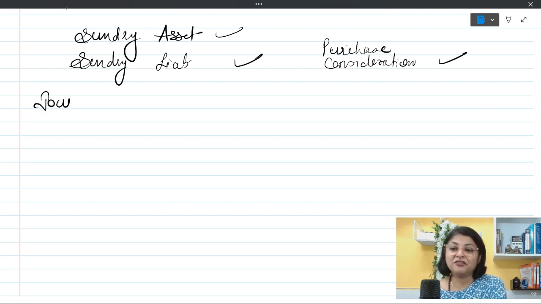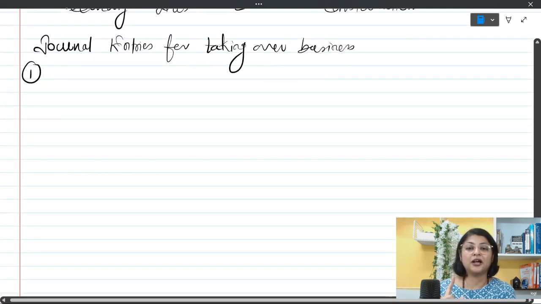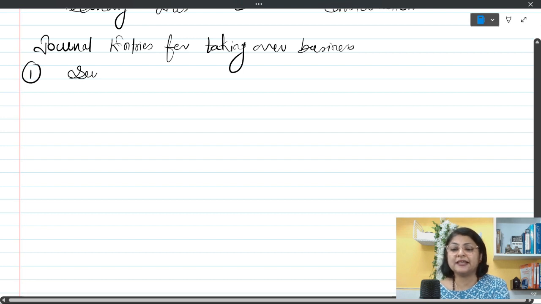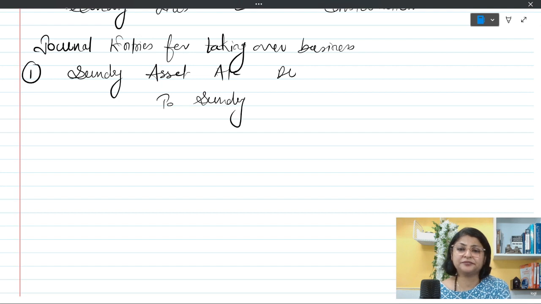So write along with me, journal entries for taking over business. So whenever you take over a business, number one, you are going to take all their assets. Their assets will become your assets. So first entry is sundry asset account will be debited. Then sundry liabilities account will be credited. Now you will write the vendor company's name, vendor company or vendor business, whatever.